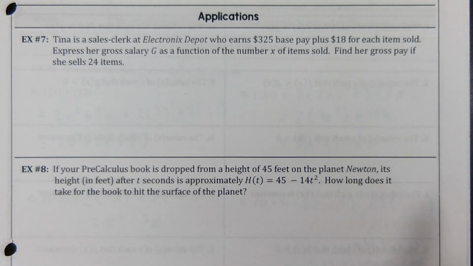Tina is a sales clerk at Electronics Depot who earns $325 base pay plus $18 for each item sold. Express her gross salary, G, as a function of the number X of items sold. Find her gross pay if she sells 24 items. So basically, write an equation and then use the equation to find something.